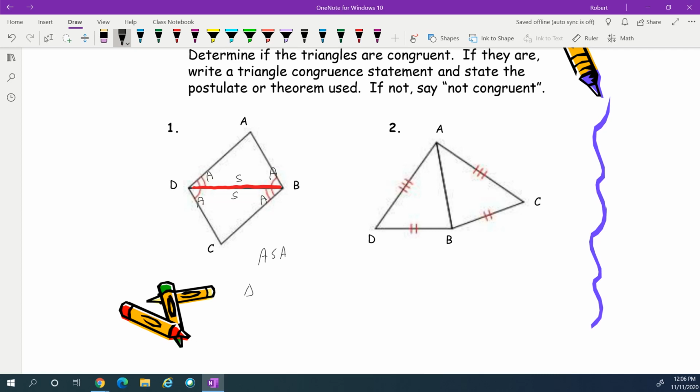And since we were asked to write a congruent statement, I'm going to go the top one, BDA, corresponding order. So BDA is 1, 2 blank. I'm going to go 1, 2 blank, D, B, C. 1, 2 blank on the bottom triangle.